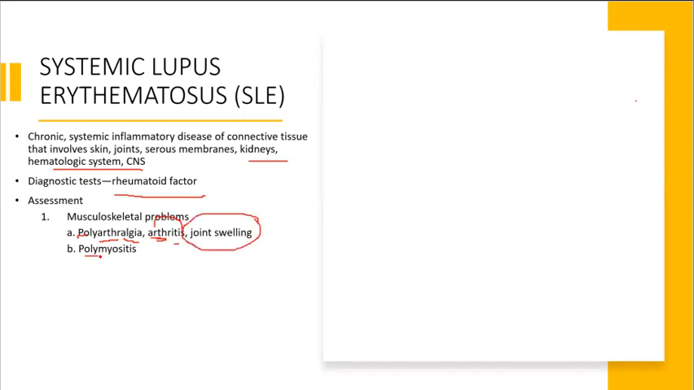Poly tells me many. Myo tells me muscles. Itis tells me inflammation. Always break down this word so that you can have a good insight of what the question is about. So again, polymyositis would be multiple inflammations of the muscles. Okay, so that would be what you will see with musculoskeletal problems.